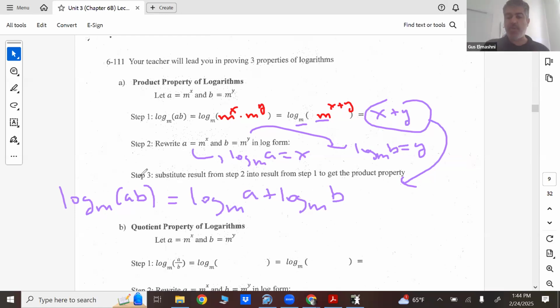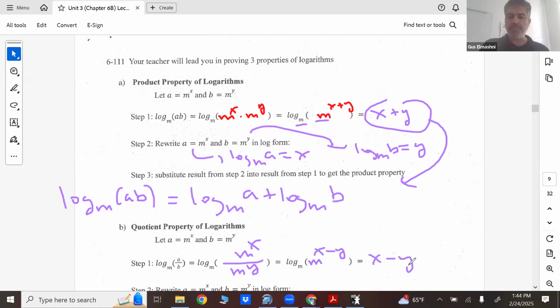So let's try the next one. If I divide the two, wouldn't it be M to the X over M to the Y? How do you combine those exponents? How do we combine when we have two powers of the same base? What do we do to the exponents? Good, subtract. And that just becomes X minus Y.